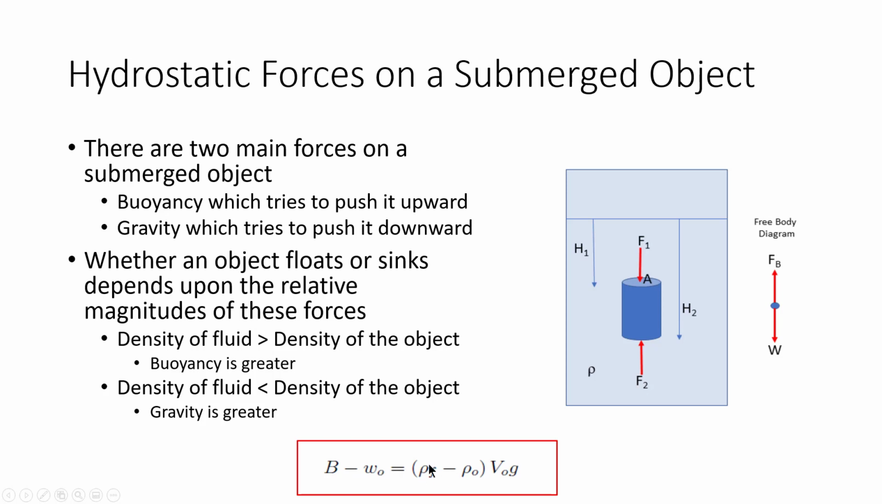Then similarly, knowing the density of the fluid and the density of the object, we get V naught times g. Clearly, if rho sub F, which is the density of the fluid, is greater than the density of the object, this is positive, so the buoyant force will be greater than the weight of the object. Similarly, if the density of the fluid is less than the density of the object, this parenthetical term here is going to be negative, which would mean that the weight of the object is more than the buoyant force.